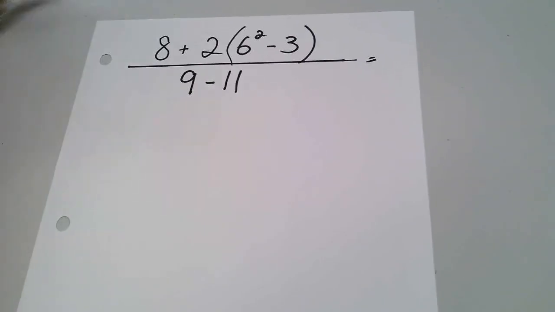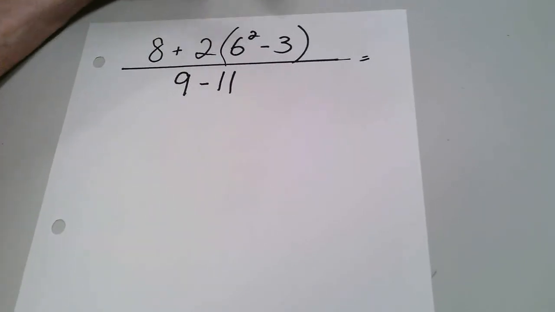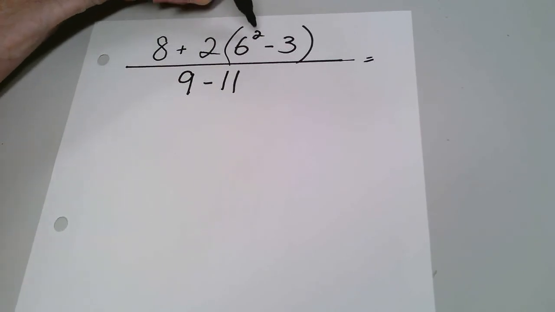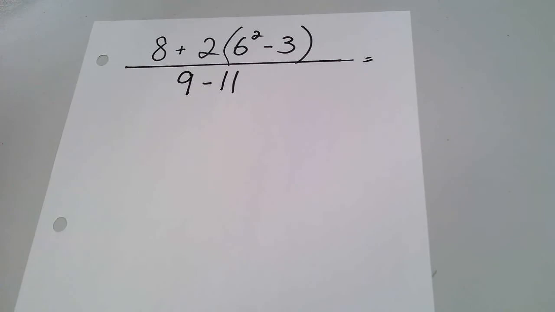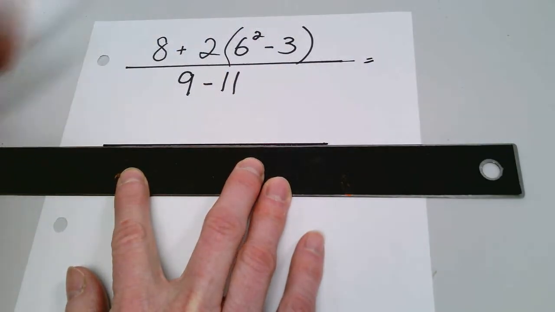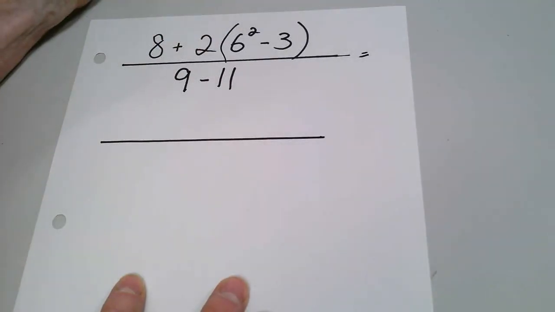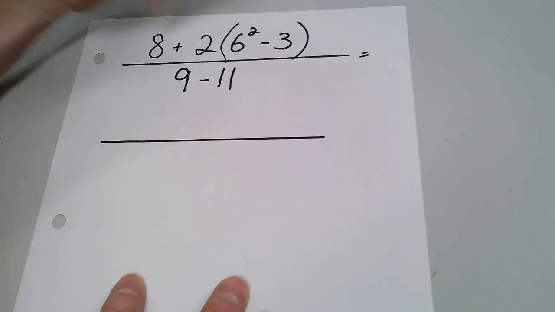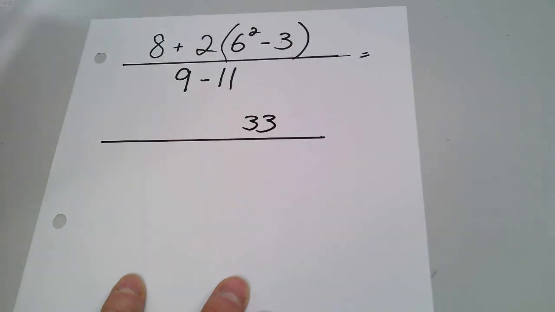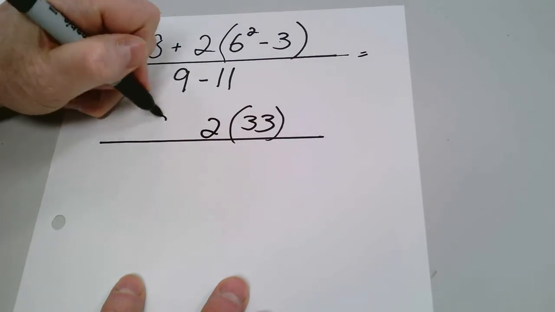Back we go to BEDMAS. What do we do first? Well, let's do what's in the brackets first. And within the brackets, we have two different operations. We have an exponent and we have subtraction. And we know that we would do the exponent first. So, here we go. We do 6 squared, and 6 times 6 is 36, minus the 3 is 33. And then here's where we're just going to write everything else down the way it is in the original.